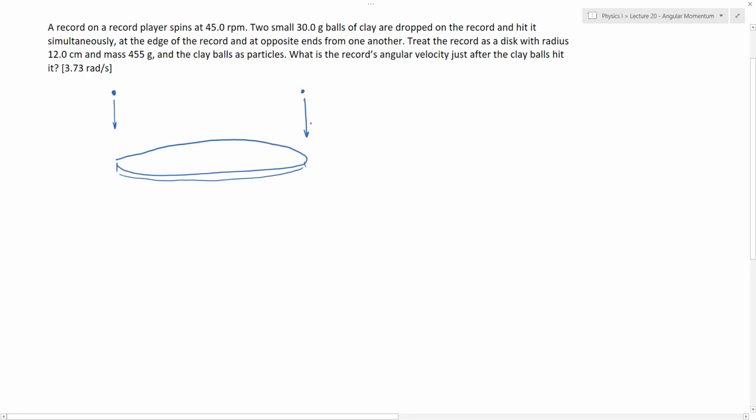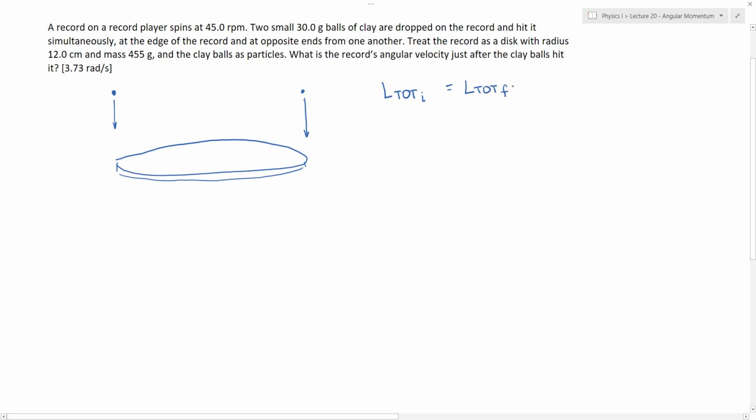All right, so when we look at this system with the clay balls and the record, there are no external forces acting on the system to make it rotate. It's just what's in the system. The record itself is already rotating, but there's no external force that will make it speed up or slow down in a rotational sense. And so there's no net torque acting on the system, which means the angular momentum is conserved. So the total angular momentum before the collision, before the clay touches the record, is equal to the total angular momentum afterwards.